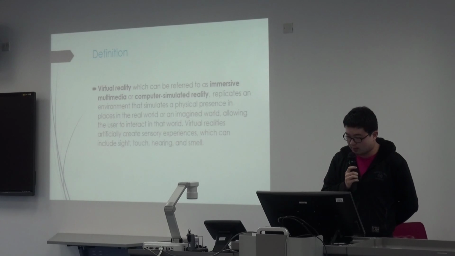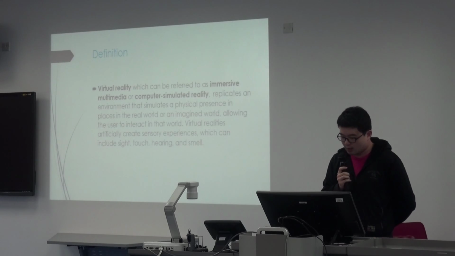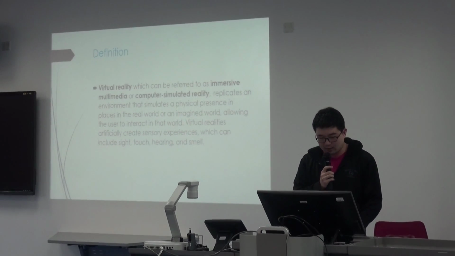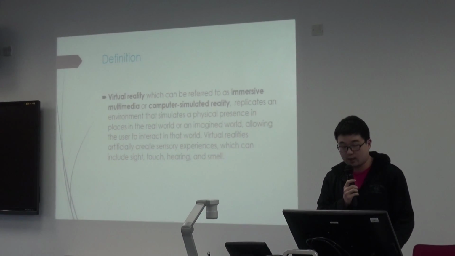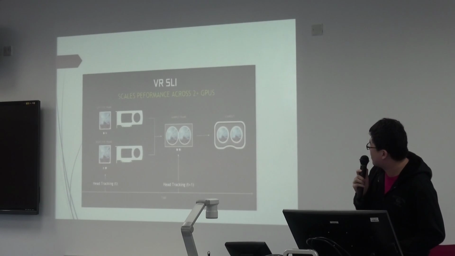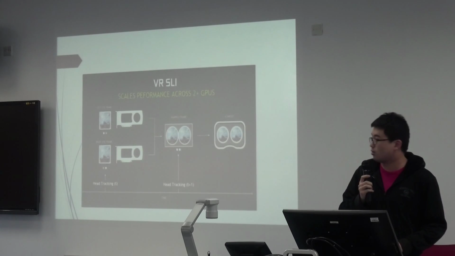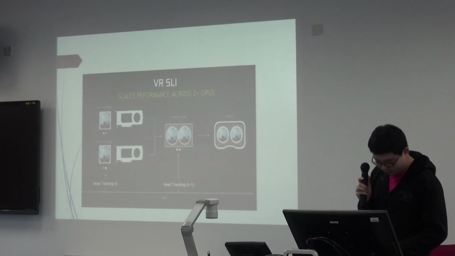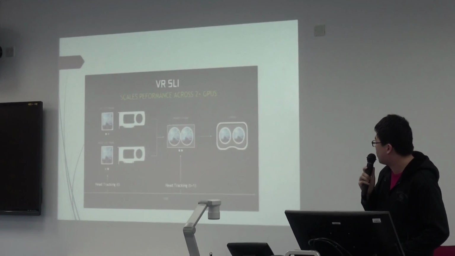It replicates an environment that simulates a physical presence in places in the real world or imagined world. How does the user interact in that world? Virtual reality artificially creates sensory experience which can include sight, touch, hearing, and smell. And this picture shows how virtual reality works. It basically uses two images shown in the machine, and you can see it become a 3D world.